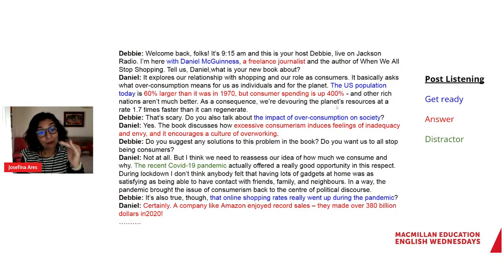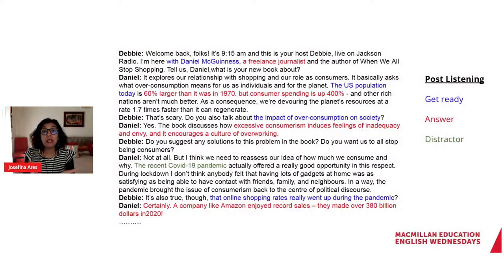So what I do is I give them the tape script. I get them to highlight the part that indicates get ready because the answer is coming. The answer. And in this case, I also got them to look at the distractor. There is one distractor in this one. We looked at those already before, okay? So it's important for them to work on these after.